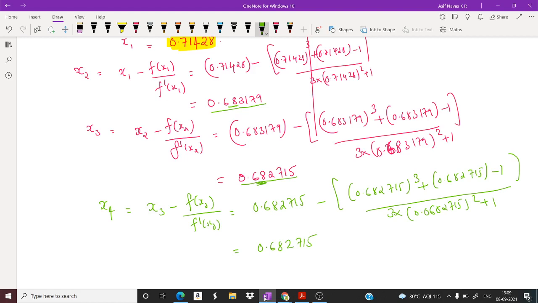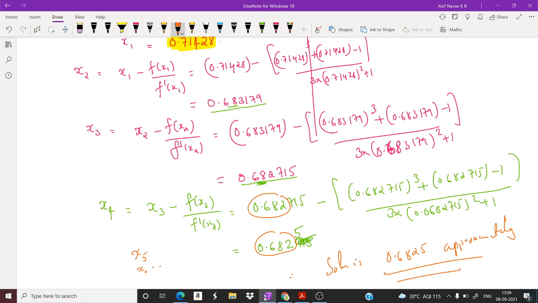So x3 is also 0.682715, sorry, x4 is 0.6825. So here up to 3 decimal places it's the same. So we can stop here, or otherwise you can find x5 and stop, or x6 and stop. Up to 3 decimal places we can stop. So the solution is 0.6825 approximately.